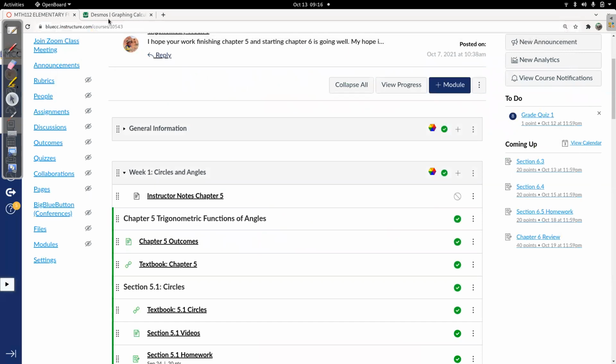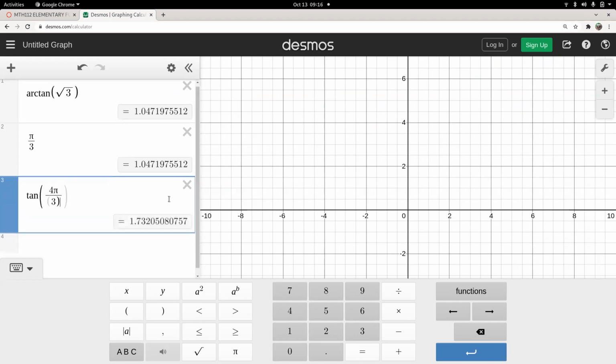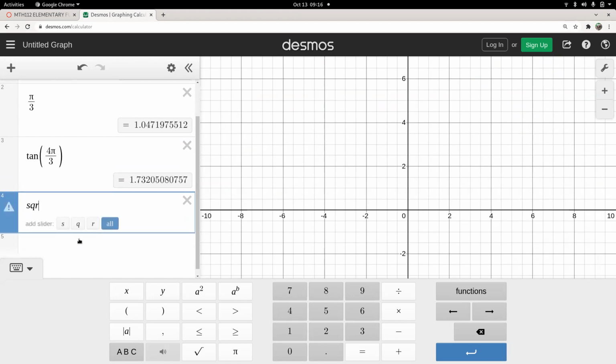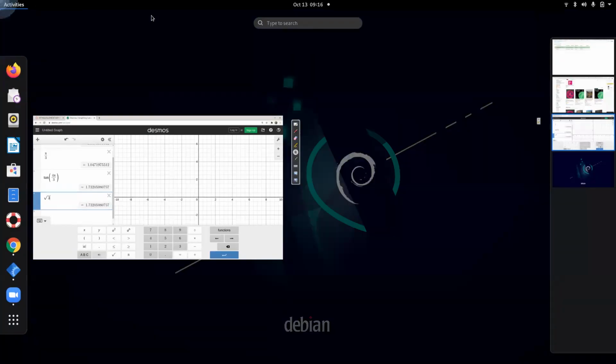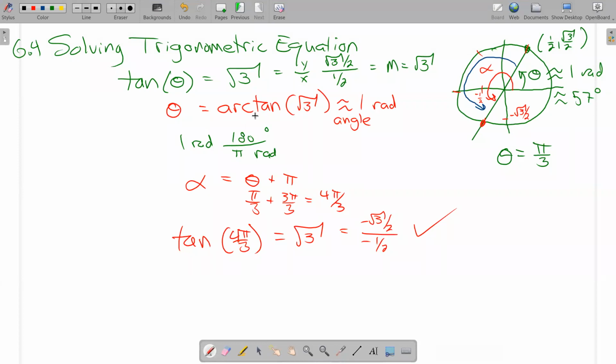And my calculator will help me check that out further. Tangent of 4 pi over 3, oops, gives me 1.7-ish. And I should see that the square root of 3 is also that 1.7-ish. Same value. All right, are there any other angles that would solve this equation? So far we found 2 angles. The arctangent told us one of them. The arctangent told us that pi over 3 is one of those angles.